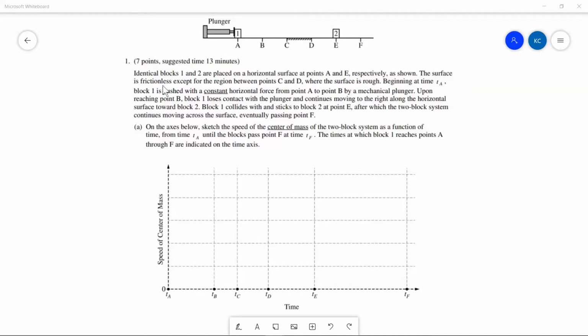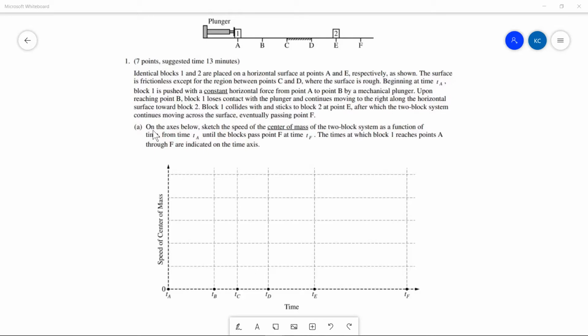Beginning at time A, block 1 is pushed with a constant horizontal force from point A to point B by a mechanical plunger. Upon reaching point B, block 1 loses contact with the plunger and continues moving to the right along the horizontal surface towards block 2. Block 1 collides with and sticks to block 2 at point E, after which the two-block system continues moving across the surface, eventually passing point F.